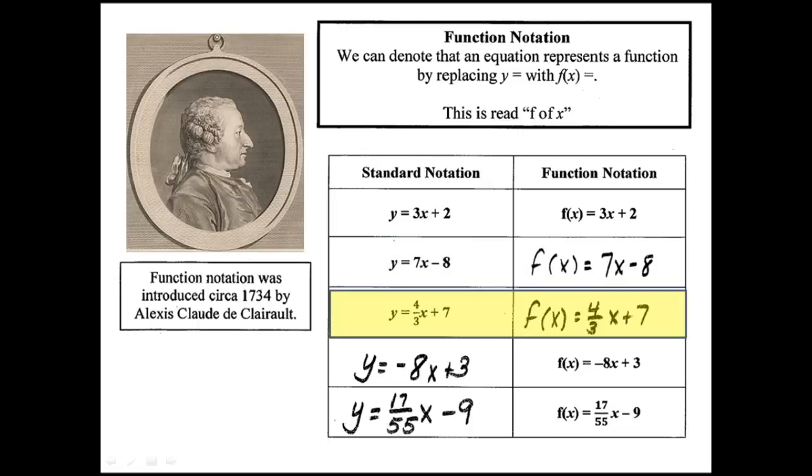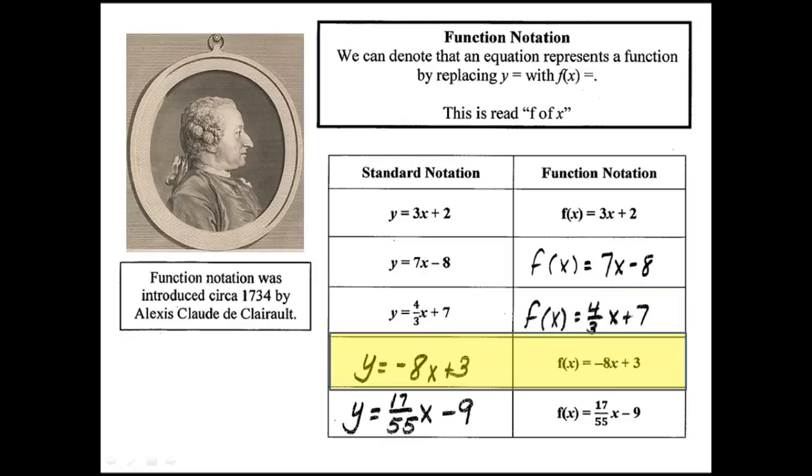You can see going down through the examples that we simply take out the y and replace it with f of x. We can also go backwards. Notice here we had f of x equals negative 8x plus 3. We can take out the f of x and replace it with y equals.